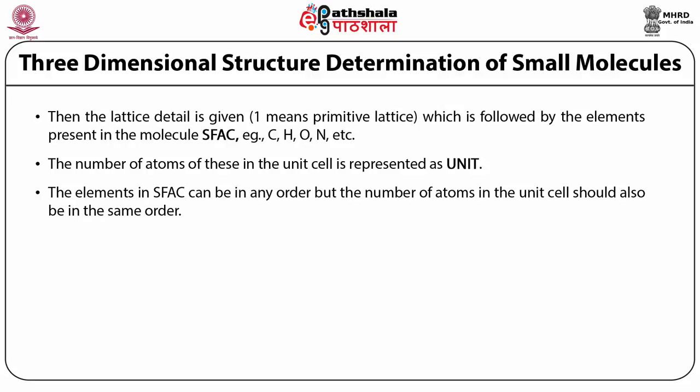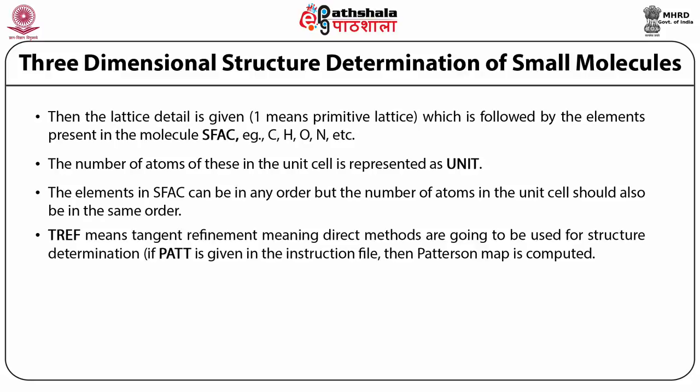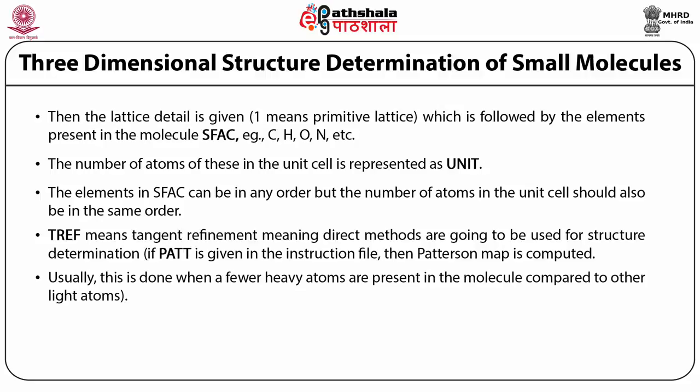So then, TREF is there. By giving TREF, you mean tangent refinement. So the program will invoke the direct methods option to do the analysis. Suppose you have 1 heavy atom or 2 heavy atoms, then you can use the Patterson method by giving the command PATT. So this is a way. Then there is a command HKLF 4 denoting what type of data you have collected, whether it is HKL, intensity I and standard deviation of intensity sigma of I, or HKL, mod F and sigma of mod F. Okay, this is the thing.